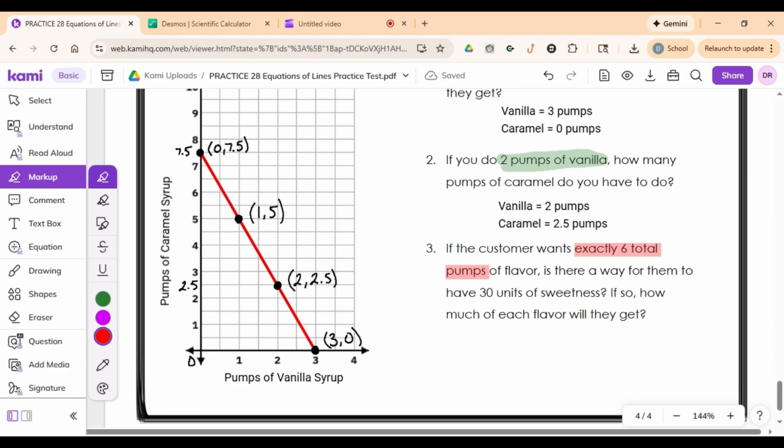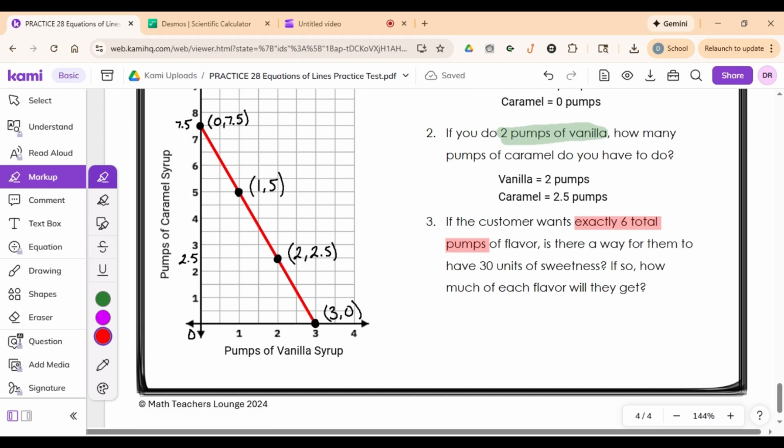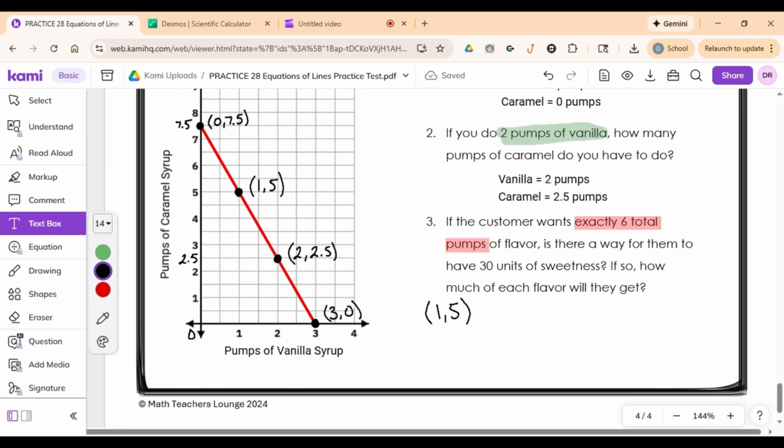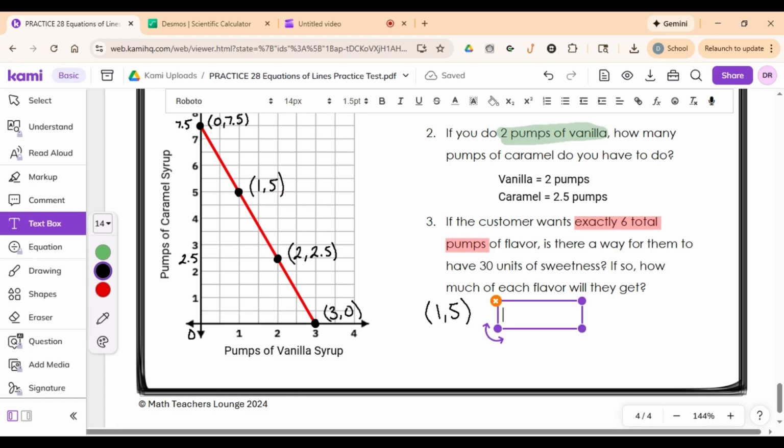That's 4.5. But if we go right here, this point has 1 pump of vanilla. That's what the 1 at the bottom means. And 5 pumps of caramel syrup. And 1 plus 5 is equal to 6. So we're looking at that ordered pair 1, 5, and that ordered pair has 2 numbers that add to 6. So that's what this question is asking. There is a way to achieve our sweetness level with exactly 6 total pumps of flavorings. The way for that to happen would be to use 1 pump of vanilla, and for the caramel, we have 5 pumps that would have to be included.